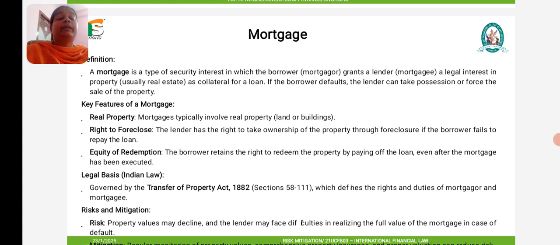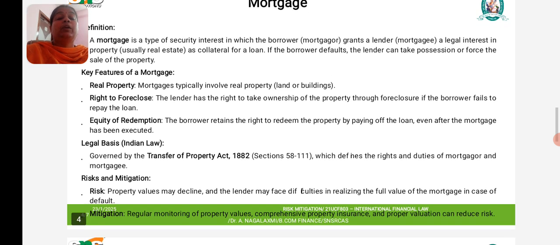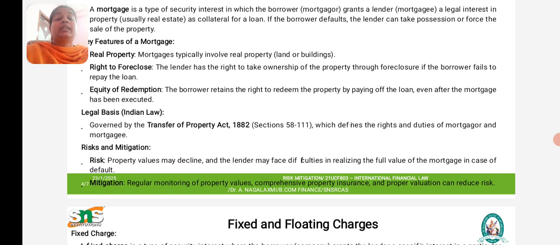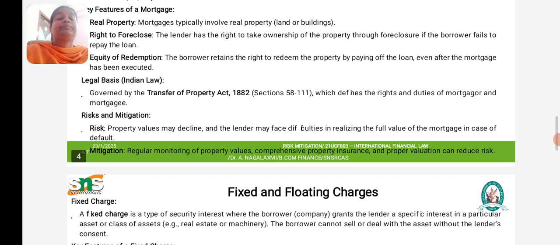Legal basis. As per Indian law, it is governed by the Transfer of Property Act 1882, sections 58 to 111, which defines the rights and duties of the mortgagor and mortgagee. Risk mitigation. The risk is that property value may decline and the lender may face difficulties in realizing the full value of the mortgage in case of default. Mitigation is regular monitoring of property values, comprehensive property insurance, and proper valuation, which can reduce the risk.